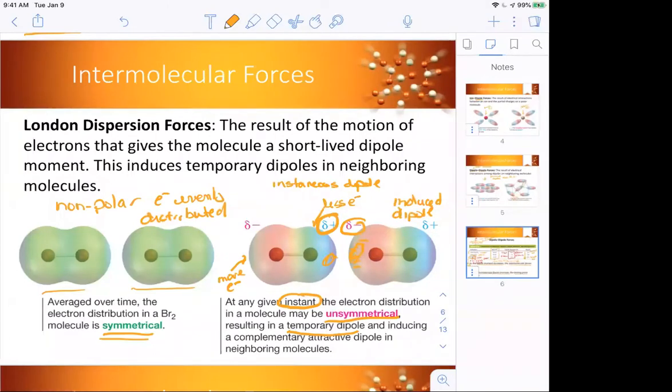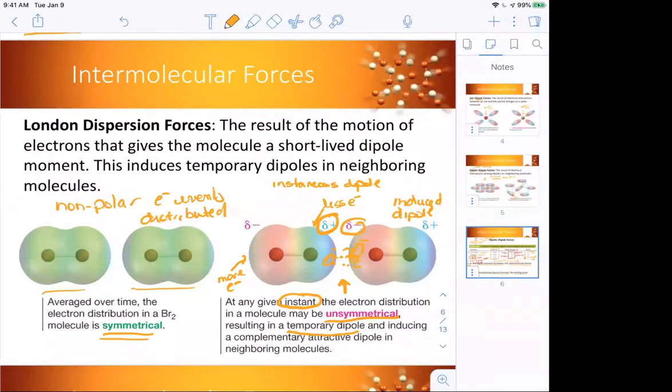And now I'm going to have this positive-negative interaction, which is my London dispersion force. So I have an instantaneous, random, temporary dipole that just happens to occur. When it does occur, it's going to induce a complementary attractive dipole in neighboring molecules. And it's this interaction that is called our London dispersion forces.